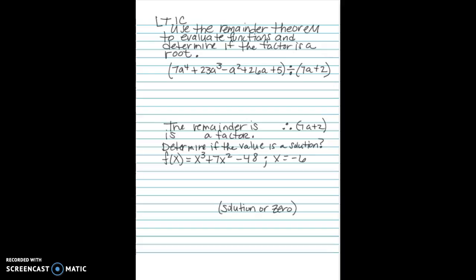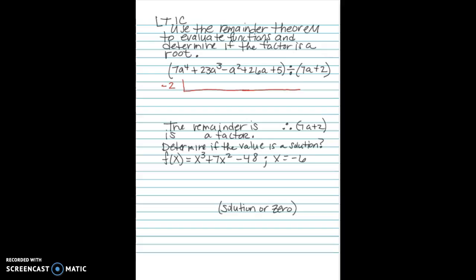Now, when we use synthetic division, which is the easiest way to use the remainder theorem, we have to only use the solution. So with 7a plus 2, we're not in solution form. So the way we do this is we take the opposite of plus 2, which will be minus 2, and we set up our synthetic division problem with that minus 2.